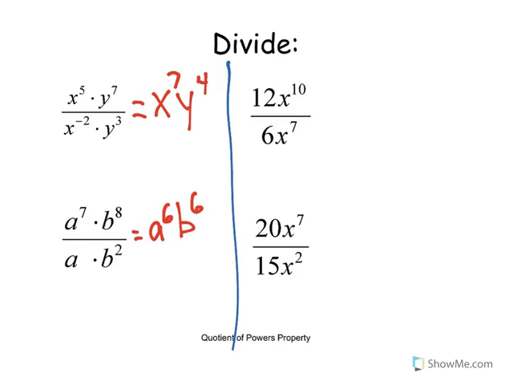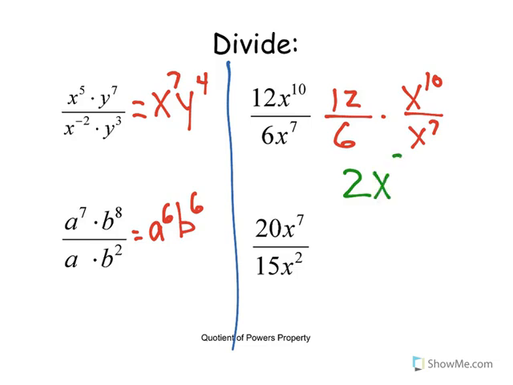All right, now when we have coefficients involved, it's a little bit different, okay? So I've got 12x to the 10th divided by 6x to the 7th. So I can kind of think about this as two different problems, okay? This is 12/6, and this is x to the 10th divided by x to the 7th, right? I'm going to take care of simplifying the coefficient part, which sometimes is an integer and sometimes isn't. And then I'm going to think about the variable part. So 12 divided by 6 is 2. And x to the 10th divided by x to the 7th is x to the 3rd.